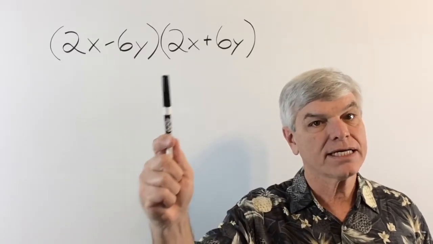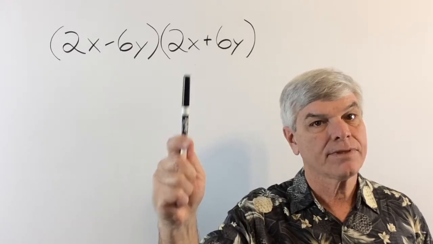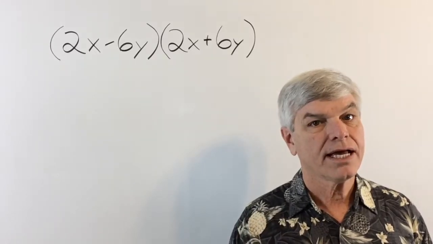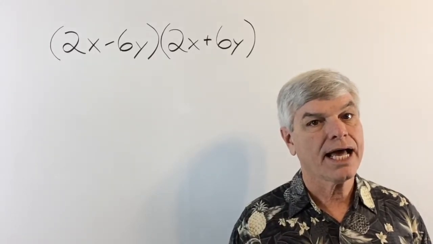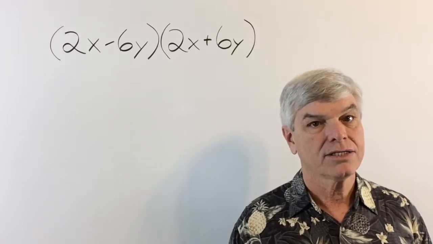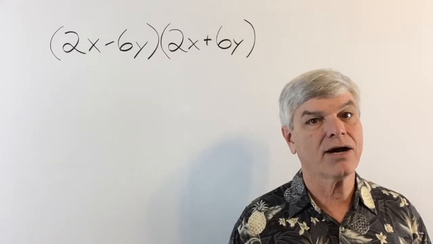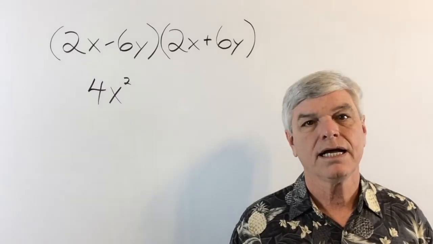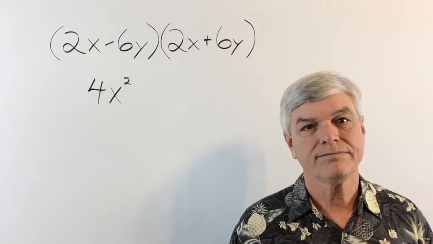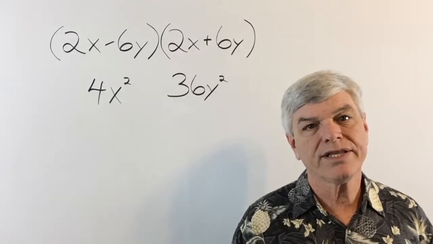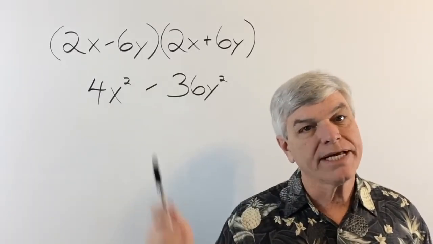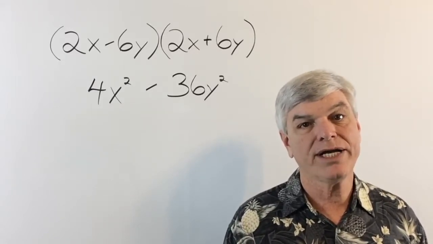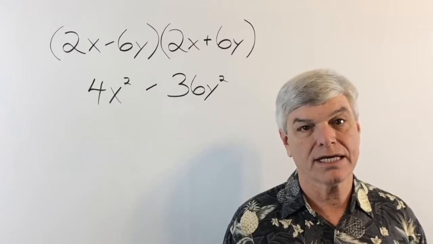So this term is the same as this term, and this term is the same as that term, and both of them are separated by a plus sign and a minus sign. So the middle nomial is going to cancel out, and let's just multiply 2x times 2x and 6y times 6y and put a negative sign between them. That will always be a negative sign. It will not be a plus sign sometimes. It will always be a negative sign, or we do not have the difference of squares.